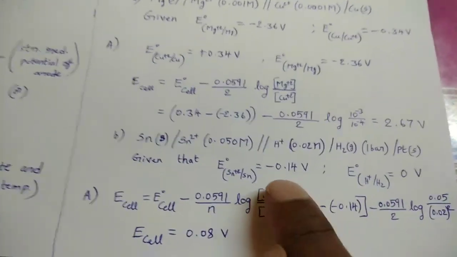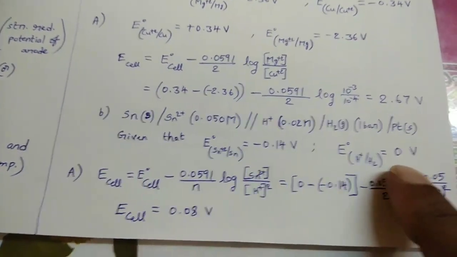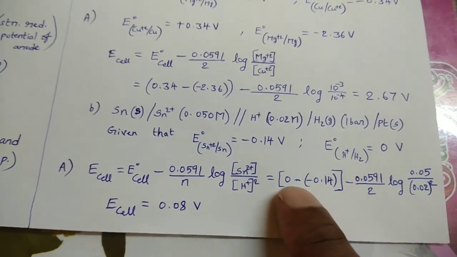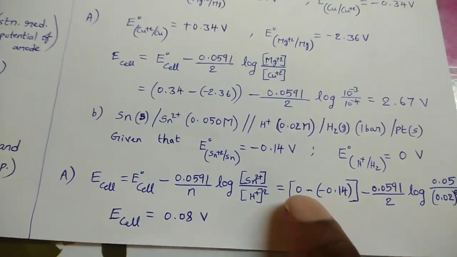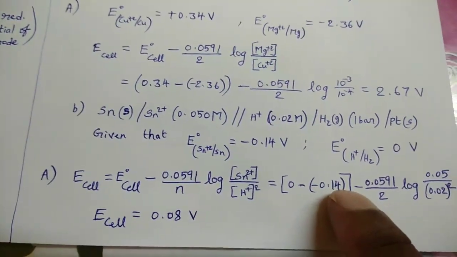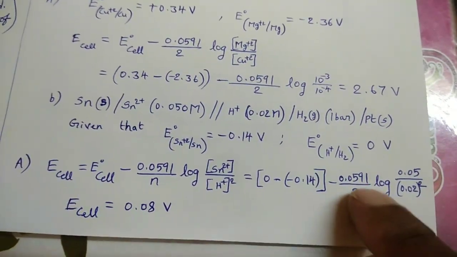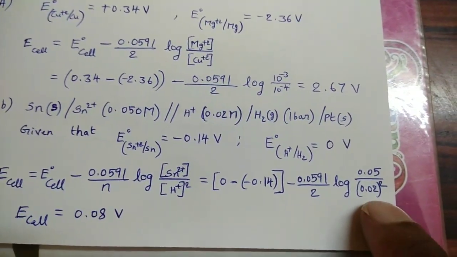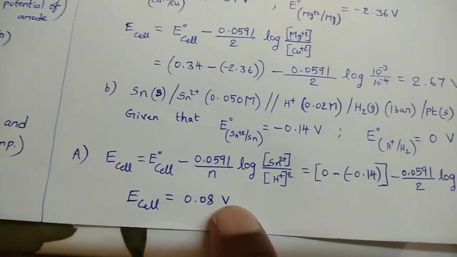One is 0 volts, another one is a negative value. Between these two, higher value is hydrogen, lower value is tin. So hydrogen acts as a cathode, tin acts as an anode. E naught cell, that is electrode potential of the cathode minus electrode potential of the anode, those are 0 minus of minus 0.14, minus, and 2 electrons are involved in this redox reaction. So 0.0591 by 2 log of tin ion concentration divided by hydrogen ion concentration. Then we can get E cell equal to 0.08 volts.